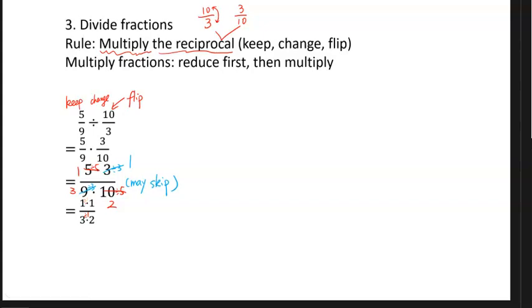So we can go ahead and multiply. 1 times 1 is 1, and 3 times 2 gives us 6. So this is the final answer.